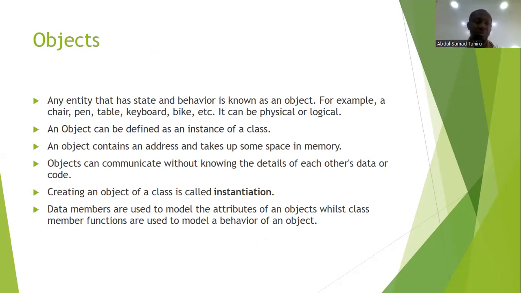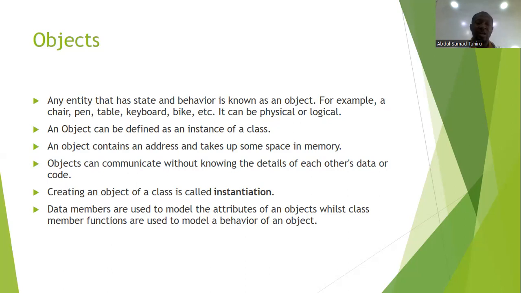For example, the chair, pen, table, keyboard, bike, house, these are all physical objects. If you take the pen, for instance, the pen has attributes like the color of the pen, the height of the pen, the size of the pen, the weight of the pen. Then what can the pen do? We can use the pen to write. If we take the table, we can sit on it, we can put things on the table. The table has legs, it has color, it has a wood type, the material it is made from. These are all attributes of the object.